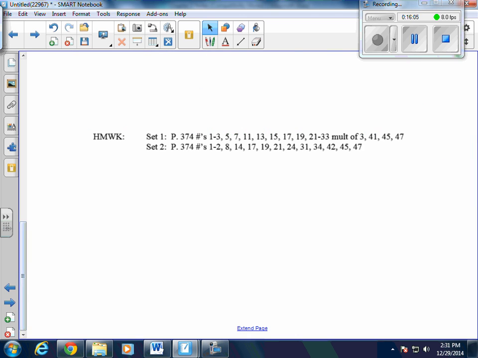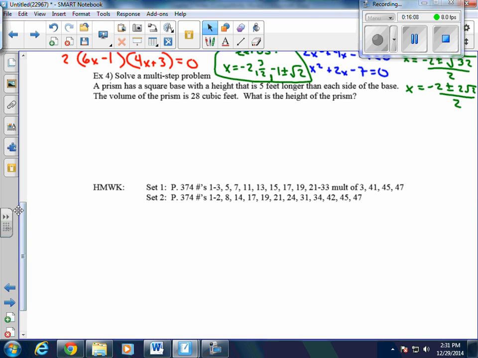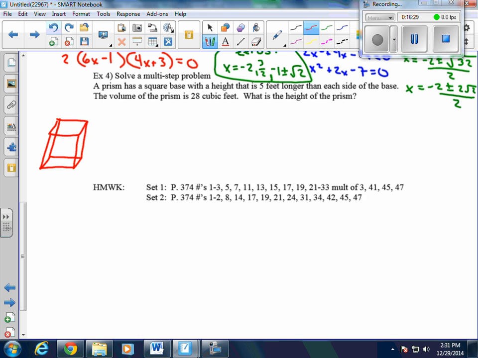Example 4 is on a real-life situation. So it says we have a prism that has a square base. All right, so we're going to draw our prism. And as a square base, we know that this is x and this is x. And it says the height of that prism is 5 feet longer. So the height is going to be x plus 5. The volume of the prism is 28 cubic feet.